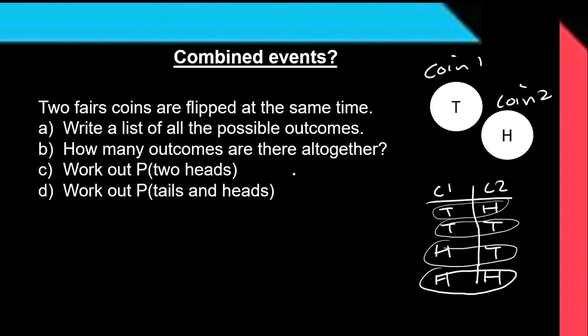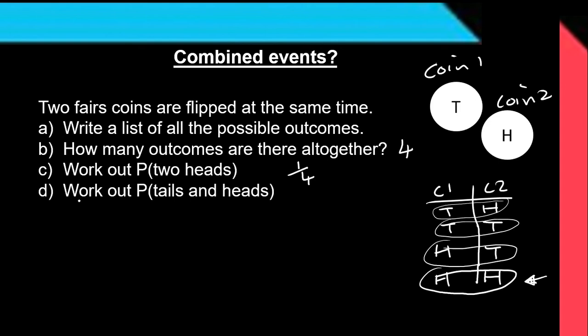They're the different combinations. Question B says how many outcomes can we have? Well, there are 4 different outcomes. And then question C, what's the probability that we get 2 heads? If you look down your combinations, it only appears once out of the 4 different combinations. So the probability is a quarter.